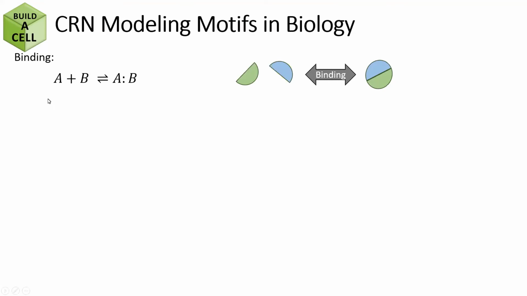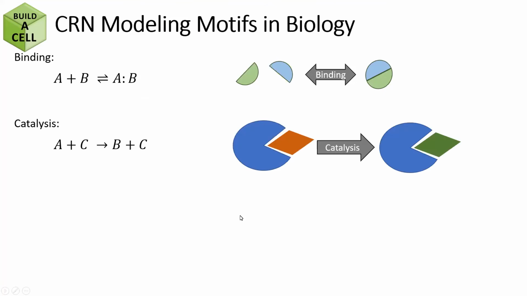So the first motif is binding. And binding is when you have 2 molecules, A and B, which are maybe floating around and bind together to form a complex, A:B, which is a complex of the things bound together. The second motif is catalysis. This is where some catalyst C changes A into B. And exactly how this happens can be very abstract, but the key thing about catalysis is the catalyst isn't used up. So enzymes are catalysts.